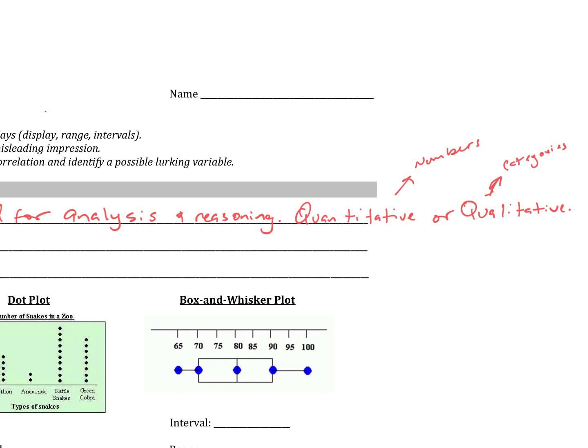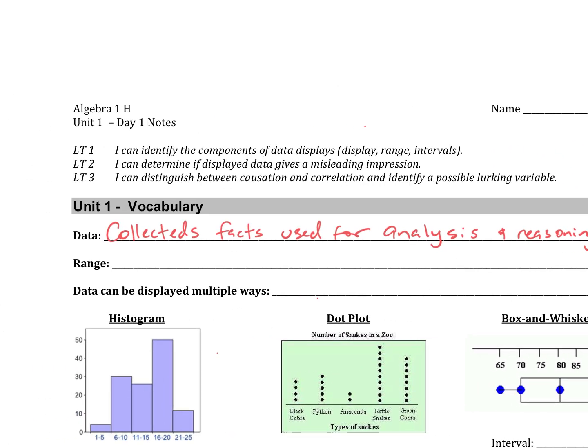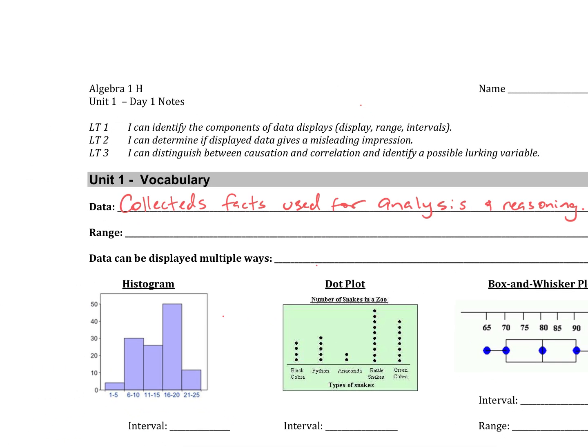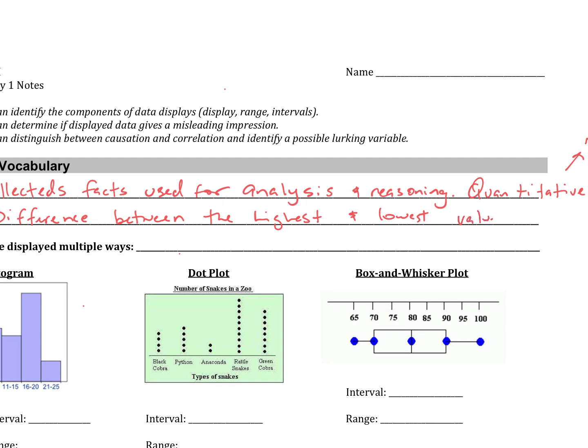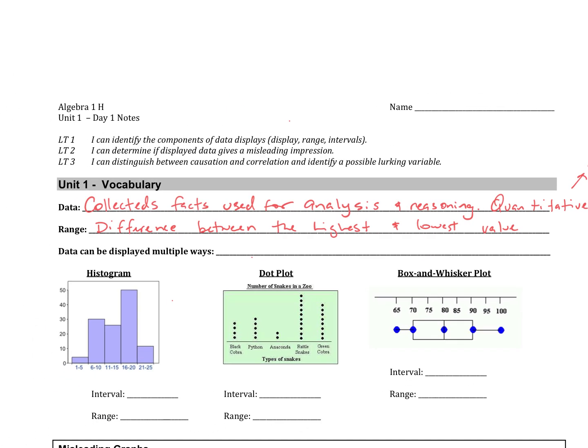All right, so the other vocabulary word is range. So you may or may not recall, but range is the difference between the highest and lowest value. Range is often used to describe how much the data varies from each other. So just keep that in mind.